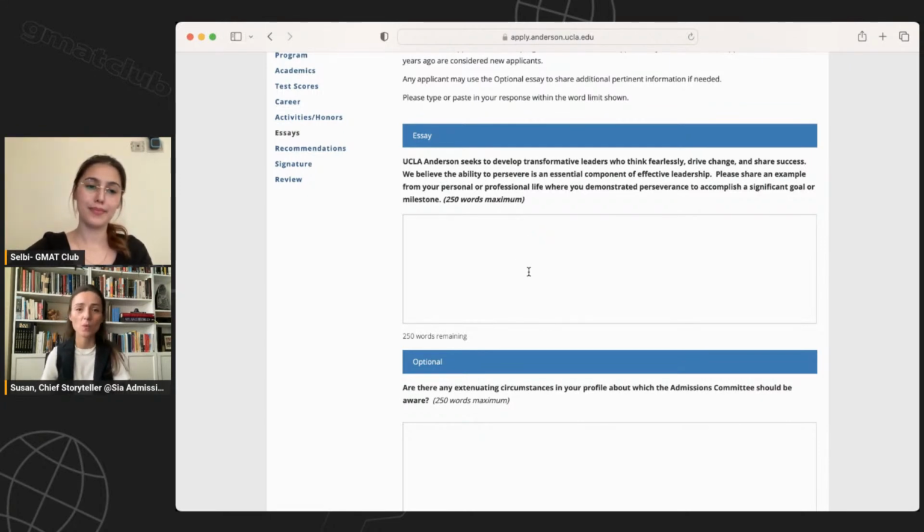They do want you to also incorporate your goals in here. So when we talk about the mission and the North Star, what are you looking to do? If the significant goal you've accomplished, or the perseverance you've demonstrated, is in relation to your North Star, that would be ideal in how you answer this 250-word response.